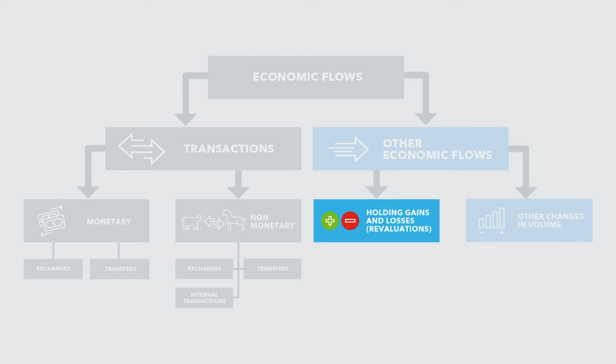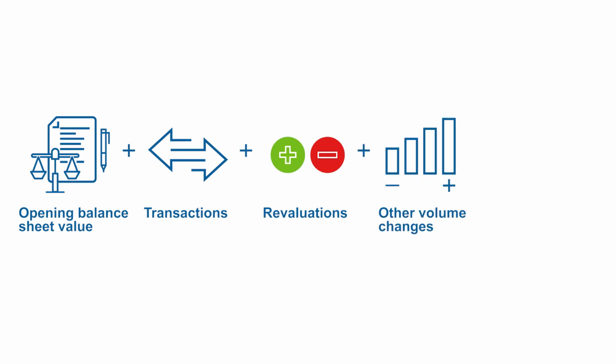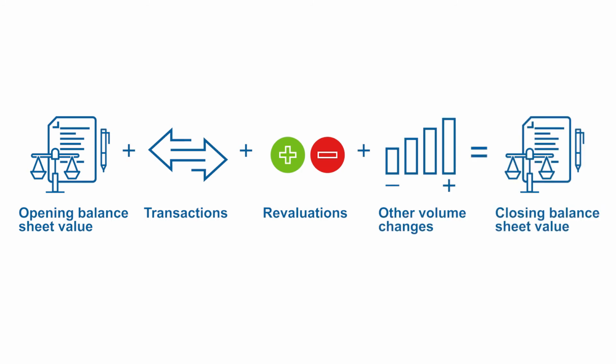Revaluations exclude changes in the value of an asset resulting from a change in the quantity or quality of the assets. Those changes are recorded as transactions or other volume changes. All revaluations are recorded in the revaluations account. Therefore, both realized and unrealized holding gains and losses should be captured. To complete the balance sheet equation, we should record nominal holding gains and losses. The opening balance sheet value plus transactions plus revaluations plus other volume changes equals the closing balance sheet value.